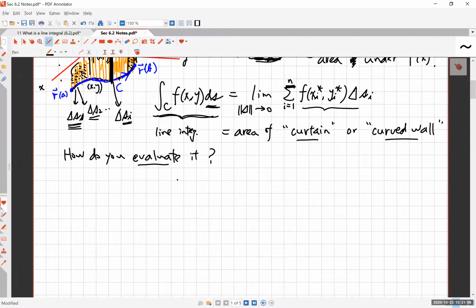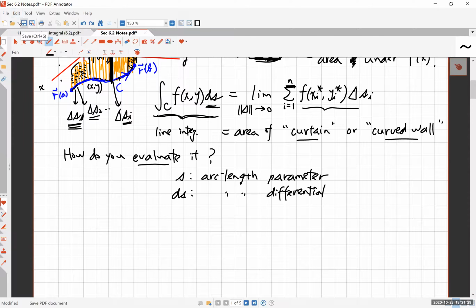All right, in short, this is what we have. s is the arc length parameter, okay? We have talked about this before. And when we have ds, ds is something we saw. This is the arc length differential, and this is what we have.